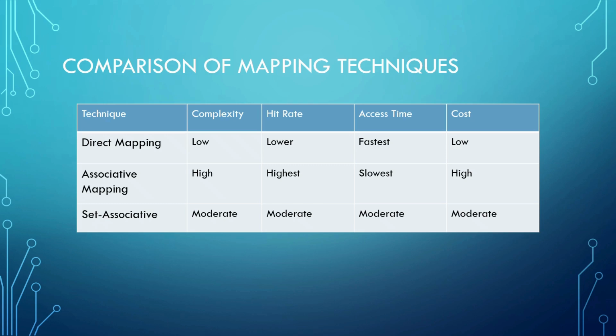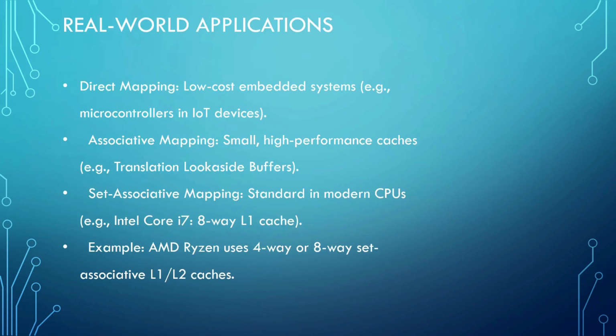So this table summarizes everything. Direct mapping is fast but rigid. Associative mapping is flexible but slow, and set associative mapping balances the two. So designers choose based on what matters most: speed, cost, performance, access time, complexity, and the hit rates.